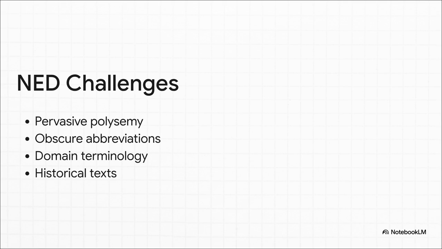Third, you run into highly specific domain terminology, like complex gene names or drug synonyms. And finally, think about legacy or historical texts. There are no helpful hyperlinks or structured data baked in. The AI has to rely entirely on the surrounding words to figure out the context.